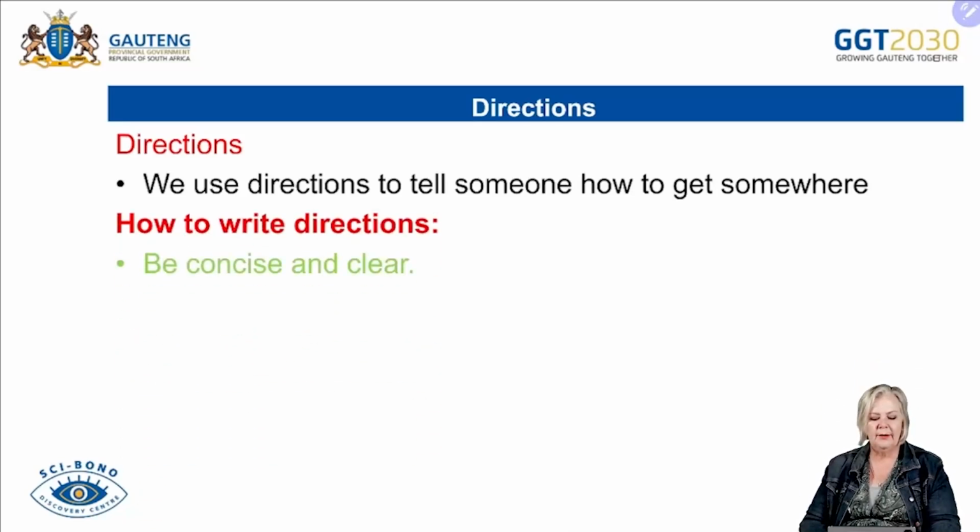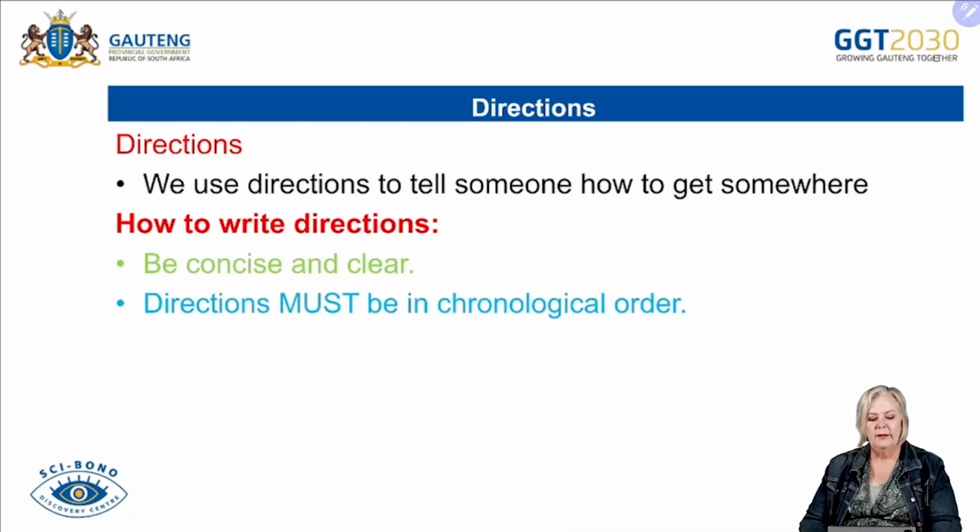How do we write directions? We need to be concise. We need to be clear. The directions must be in chronological order. Imagine somebody explains to you how to get to their house. You would love to have step 1, step 2, step 3. To get from here to there, you turn left, you turn right, you go down the street, you cross the street, the intersection. Those are things that you would want to know.